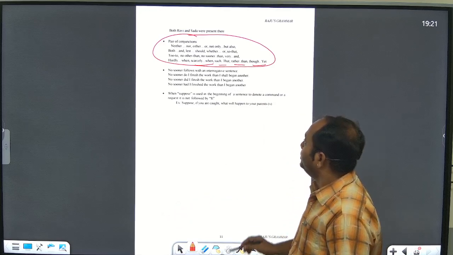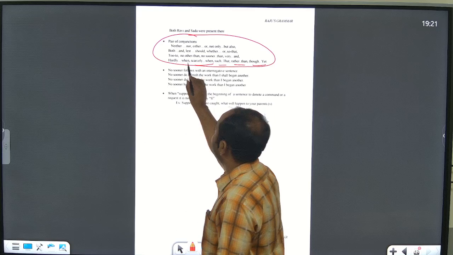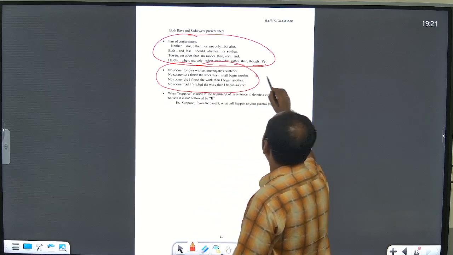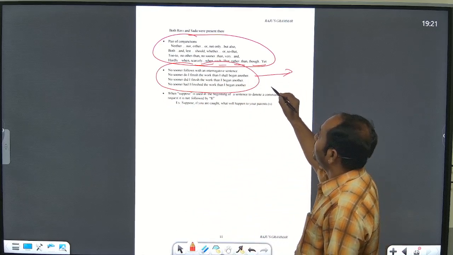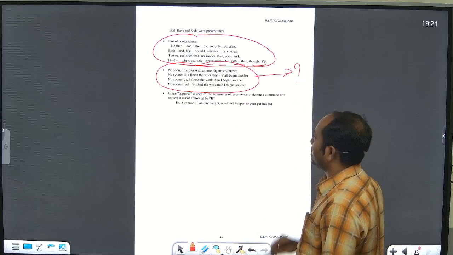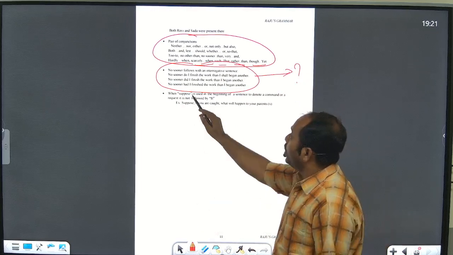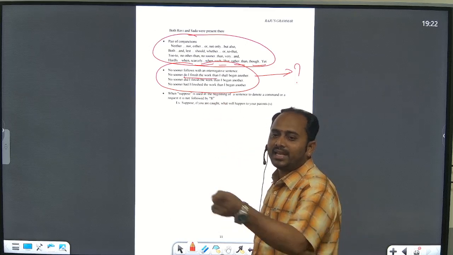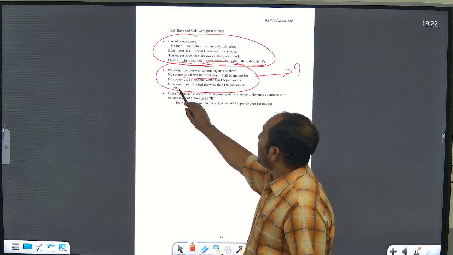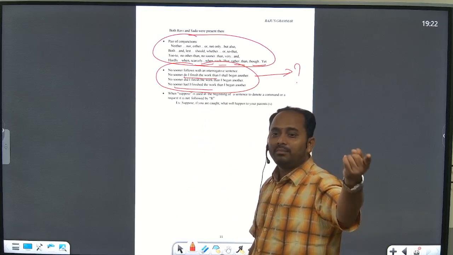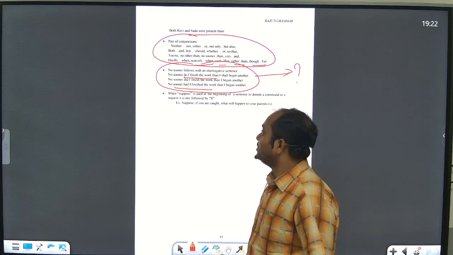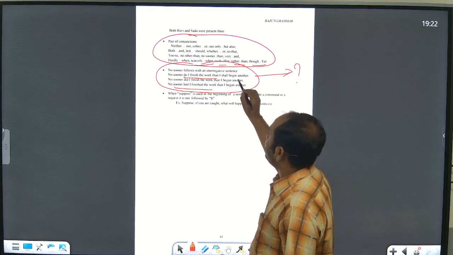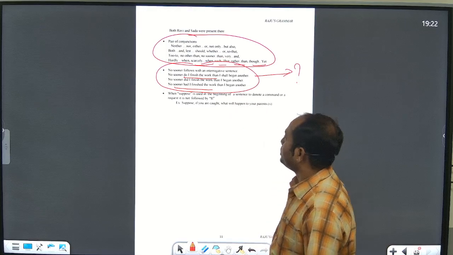One more thing we should remember here particularly: whenever you write the no sooner sentence, it has an interrogative structure. No sooner did I finish the work, than I submitted. No sooner had I finished the work, than I began to submit it. So this is also followed with the interrogative structure.